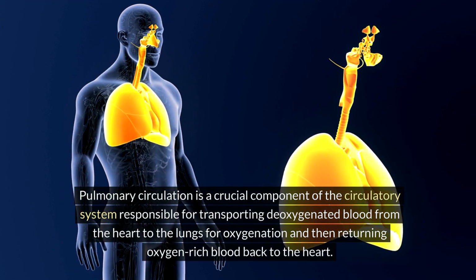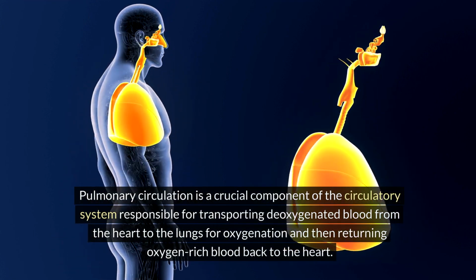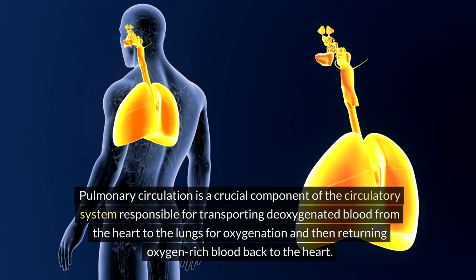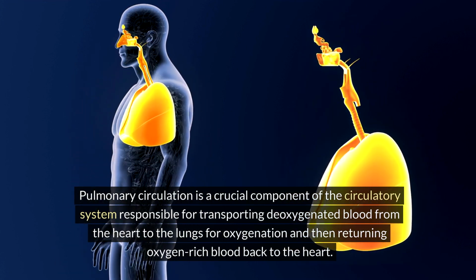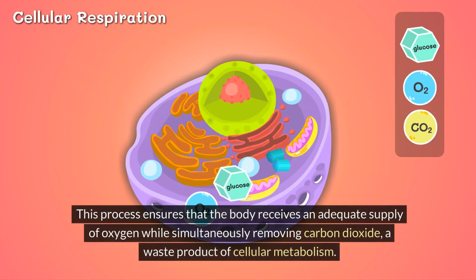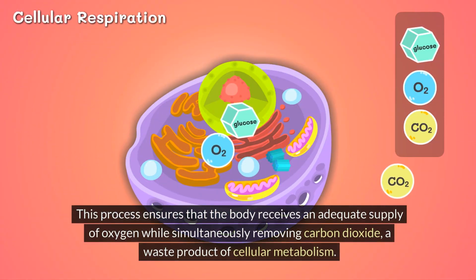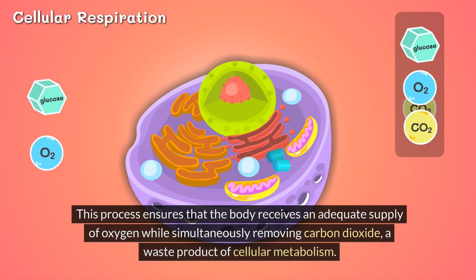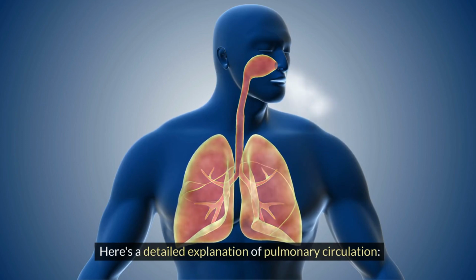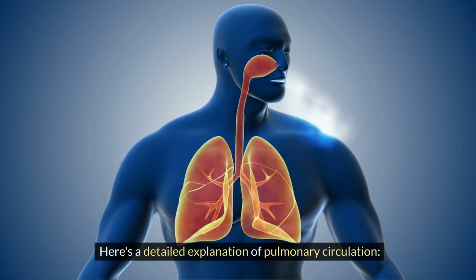Pulmonary circulation is a crucial component of the circulatory system responsible for transporting deoxygenated blood from the heart to the lungs for oxygenation and then returning oxygen-rich blood back to the heart. This process ensures that the body receives an adequate supply of oxygen while simultaneously removing carbon dioxide, a waste product of cellular metabolism. Here's a detailed explanation of pulmonary circulation.